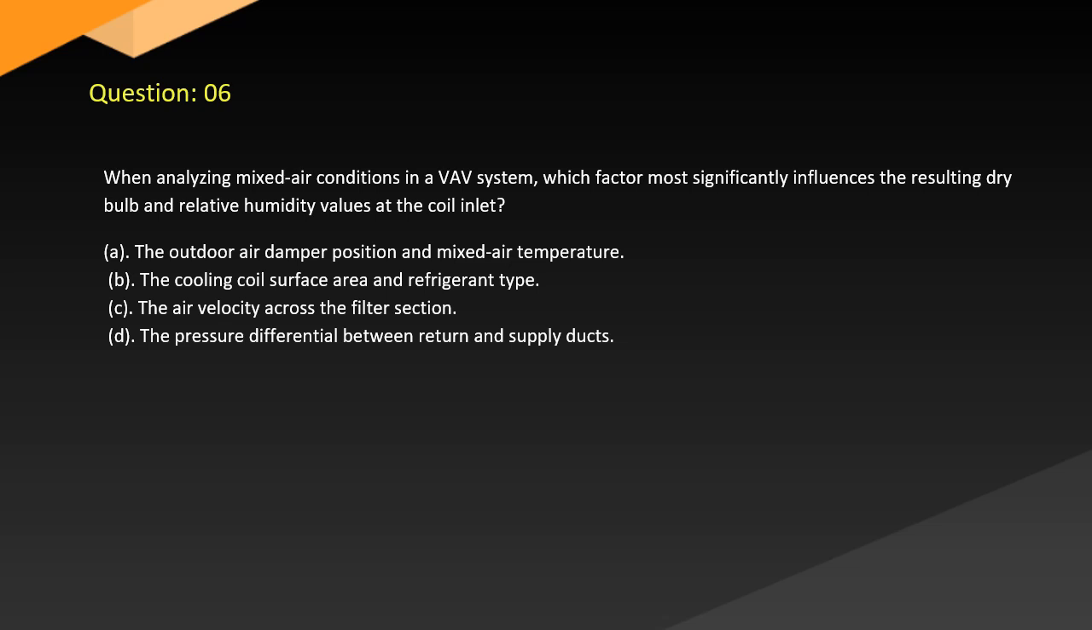Question 6. When analyzing mixed air conditions in a valve system, which factor most significantly influences the resulting dry bulb and relative humidity values at the coil inlet? A. The outdoor air damper position and mixed air temperature. B. The cooling coil surface area and refrigerant type. C. The air velocity across the filter section. D. The pressure differential between return and supply ducts.